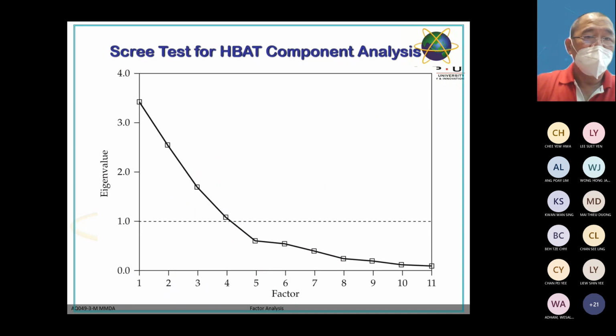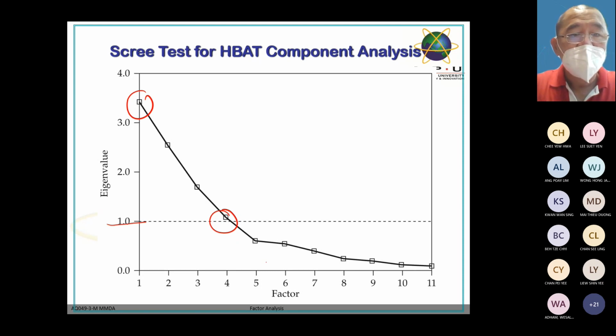Okay. This scree plot. Therefore, we take only the first four, because these are above 1. This is the cut-off point. Yeah, 1 is the cut-off point. Above 1, good. Below 1, not good. Okay. So can you see here? In SPSS we call it component, but actually it's the same thing. Component is also vector. Same thing.